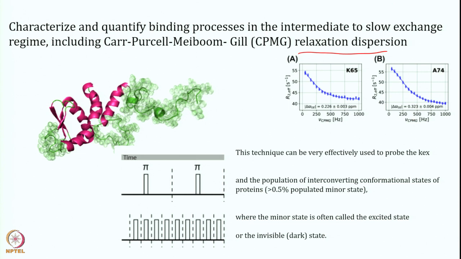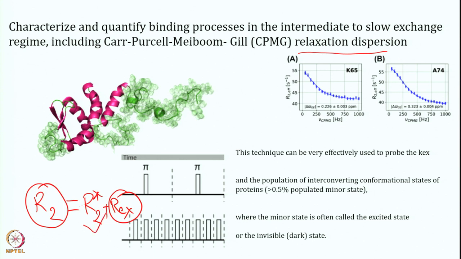characterize and quantify the binding process in the intermediate to slow exchange regime using a relaxation dispersion experiment. So this is nothing but a T2 experiment. We have learned the T2 experiment, or R2. R2 is transverse relaxation. R2 has two components, R2 intrinsic plus Rex. This Rex is telling about the exchange process that is happening, and R2 intrinsic is the intrinsic part.